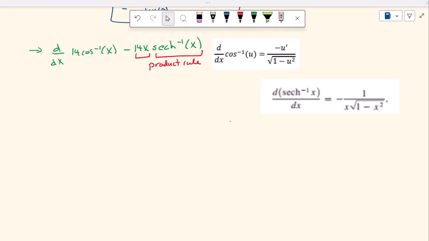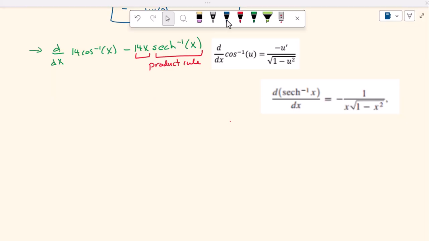The derivative here will be the derivative with respect to x of 14 inverse cosine of x minus 14x times the inverse hyperbolic secant of x. Okay, so there's a lot going on here, and we need a couple formulas. First of all, I need the derivative of the inverse cosine, and then I also need the derivative of the inverse hyperbolic secant. And as a quick heads up, I do have a product rule here. So let me go ahead and pull those two formulas onto the screen, and we will use those to help us out. Okay, let's start with the derivative of the inverse cosine of u.